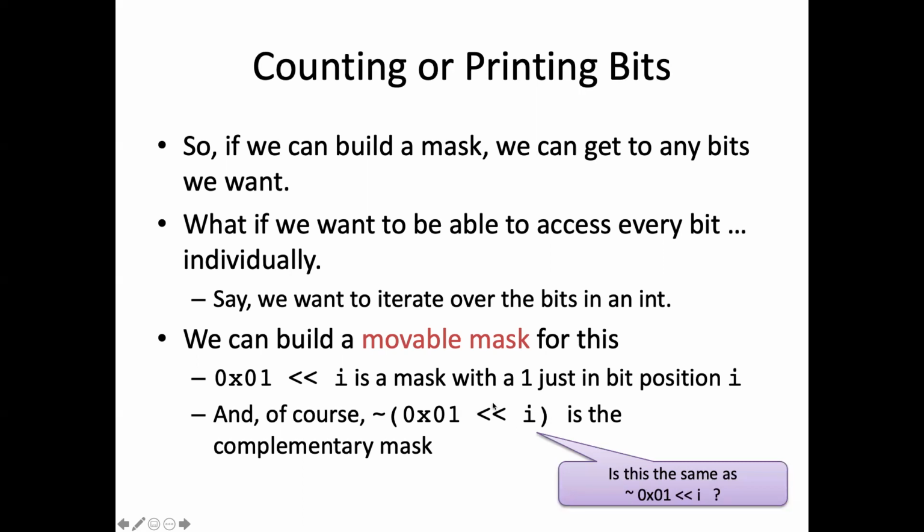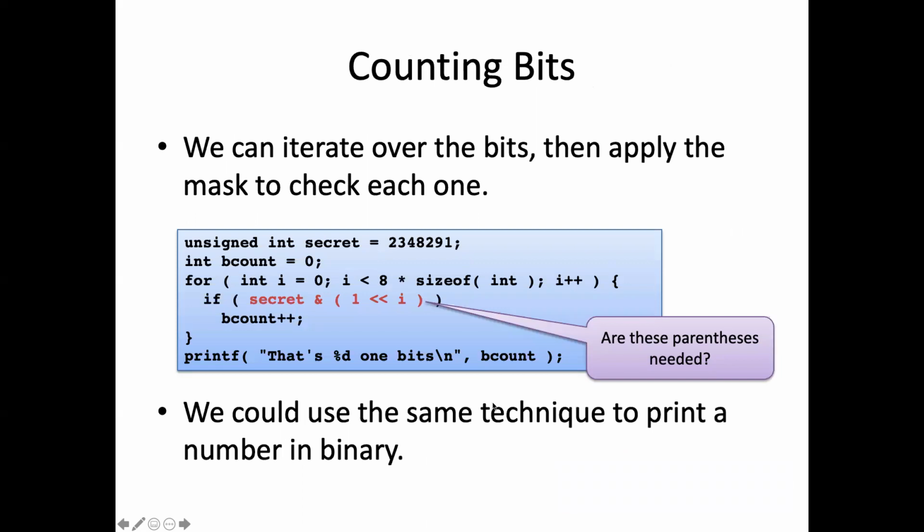What's this useful for? Well, I made up an application. Let's say you just wanted to count the number of 1 bits in a number. I made up a number up there. I called it secret, and I just typed in some digits. I wonder how many 1 bits are in the representation of that number. A movable mask would let us compute that.